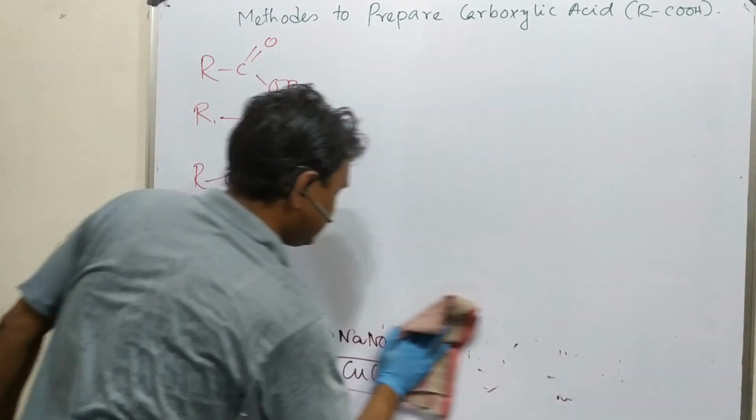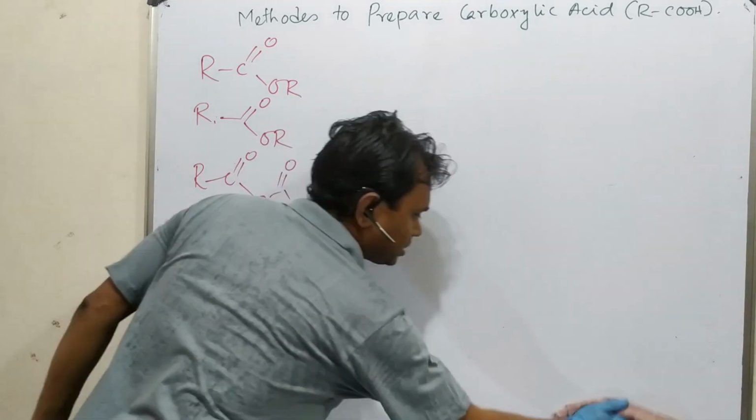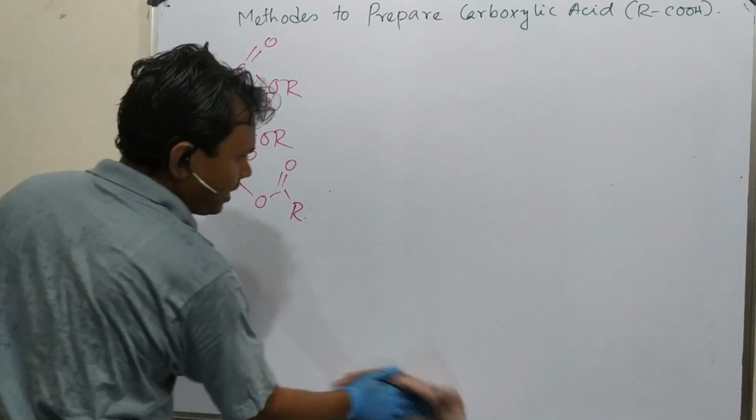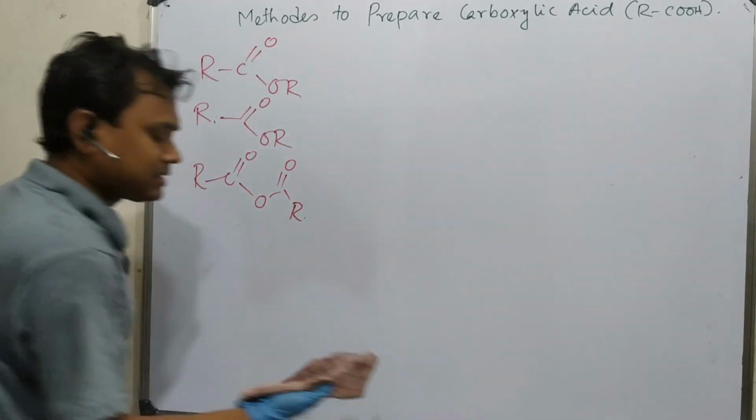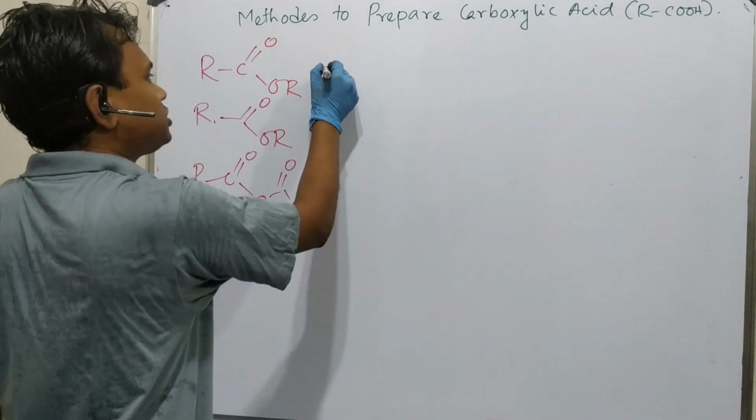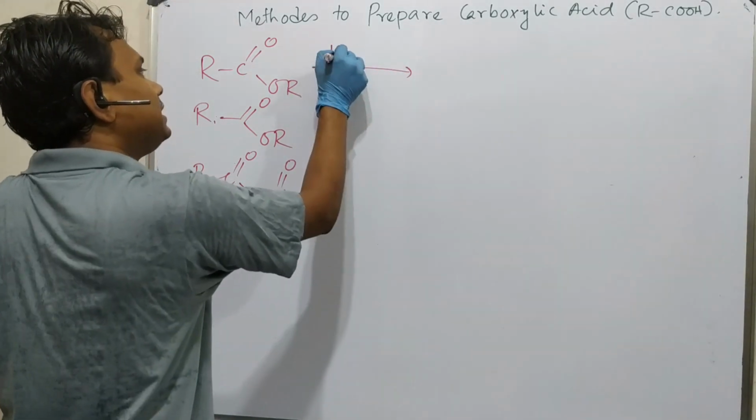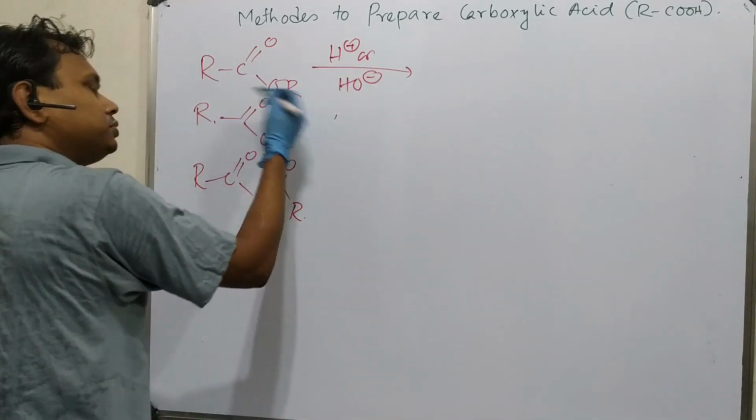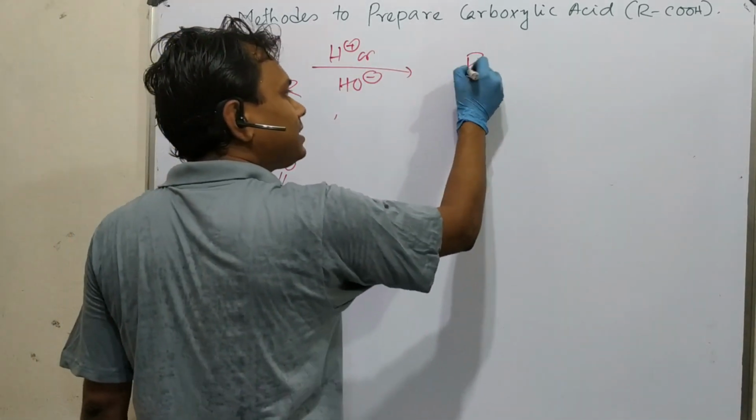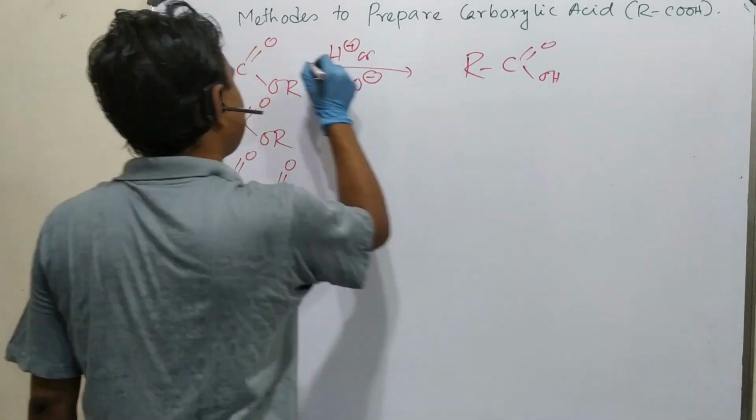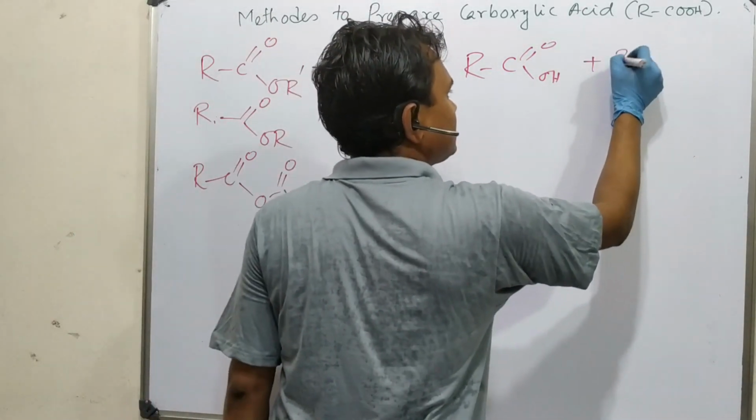what is expected is that this hydrolysis could be done in both acid or alkali. So let's discuss the alkali case. This hydrolysis could be done in both H plus or HO minus. And if you do it with H plus, ultimately you will get RCOOH plus R prime OH.